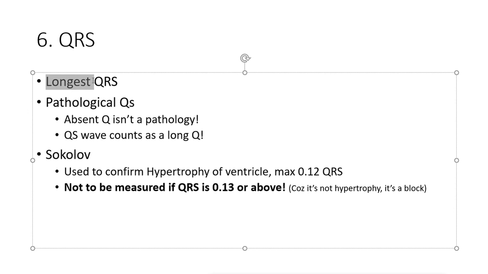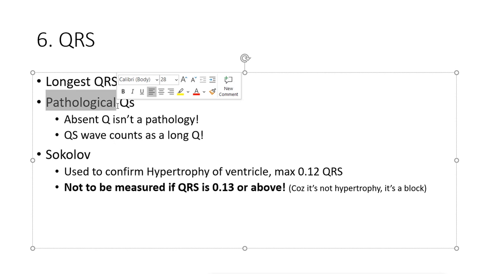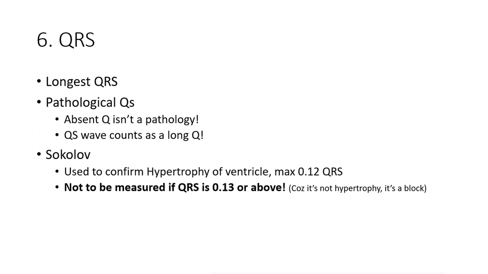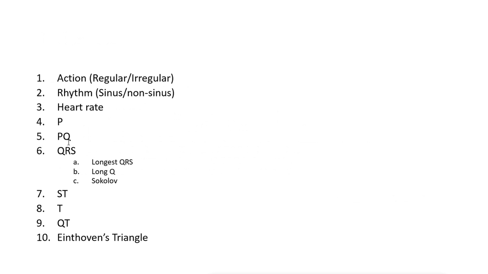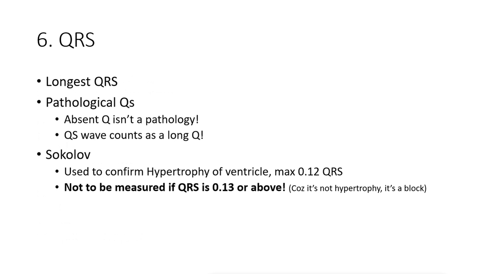what you're looking for is the longest QRS in the whole ECG. You're also looking for pathological cues. So there are 3 points under the QRS point. If we go back to the original list, we see there are 3 points under ABC: the longest QRS, long cues, and Sokolov, okay?